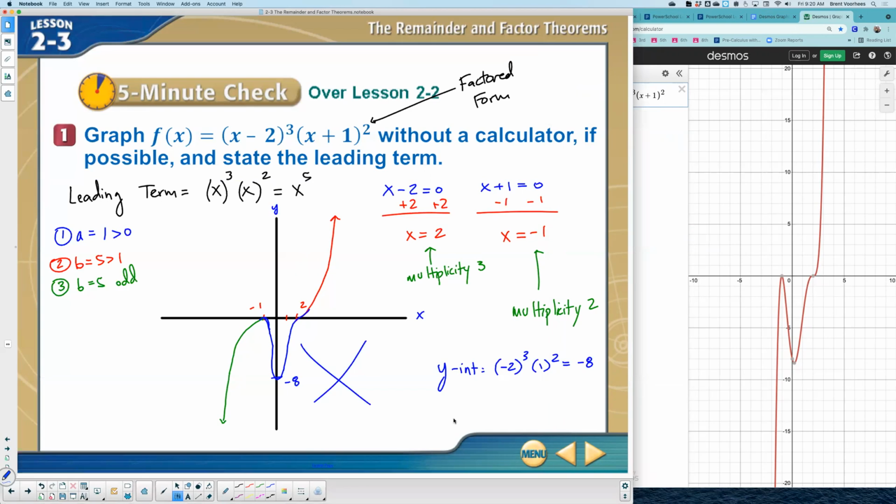Obviously, if the teacher messes it up, it's probably more helpful if you have the graph just to use a calculator. That's how you would do it. Number 2. Any questions over that?